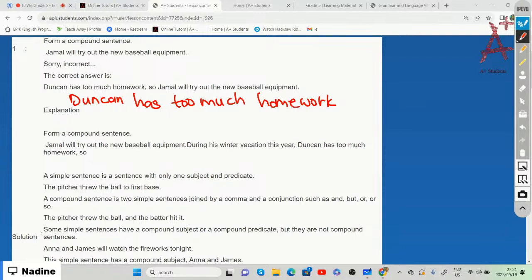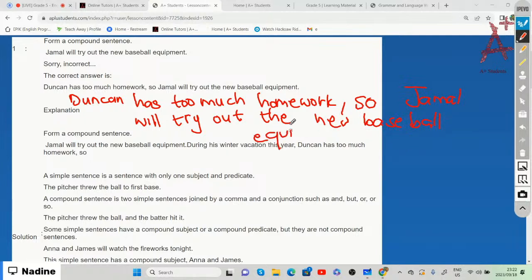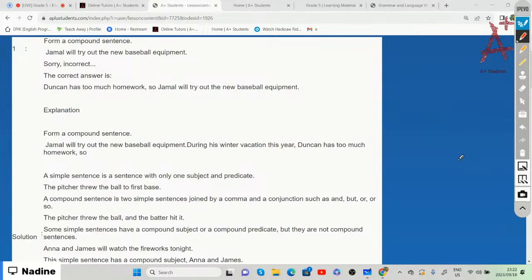then we can say it's going to be Duncan has too much homework, comma, so Jamal will try out the new baseball equipment. All right. So that is our compound sentence that we now had to create. And remember, we said that a compound sentence is two simple sentences joined by a comma and a conjunction. And our conjunctions can be and, so, but, or.